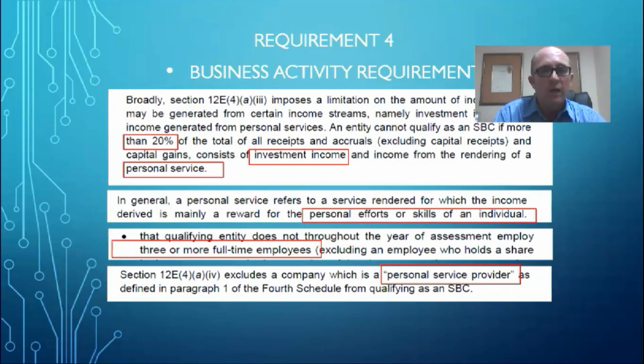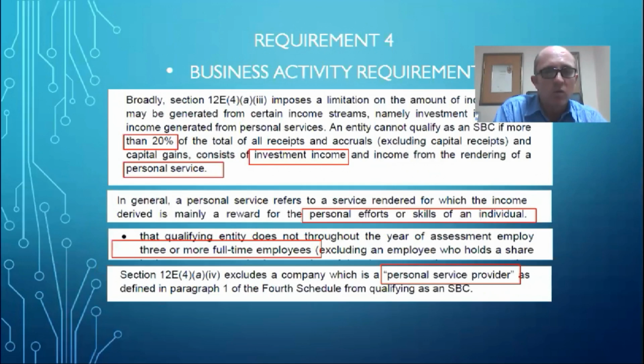You can see I just cut a couple of small pieces out of the legislation and put them onto the slides. You can see in general a personal service refers to a service rendered of which the income derived is mainly for reward for the personal efforts or skills of an individual. Now there's one small exemption. They say that if you have 3 full-time employees for the full financial year, with a couple of limitations built in there, that they're not allowed to be connected persons and stuff like that, then you might still be able to qualify as a small business corporation.